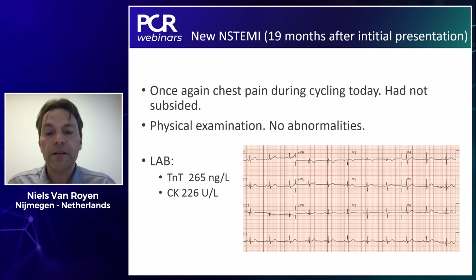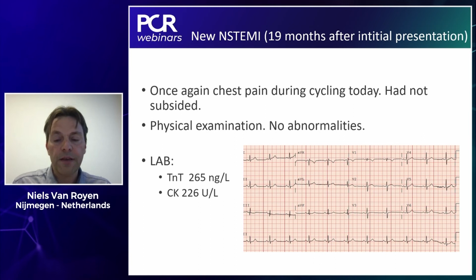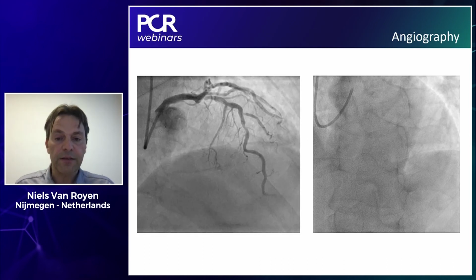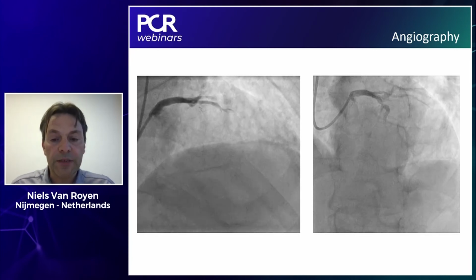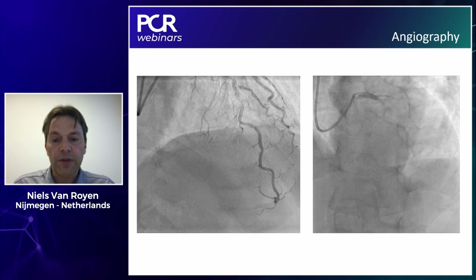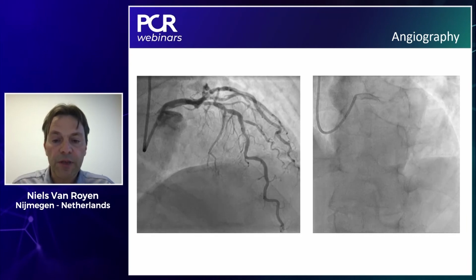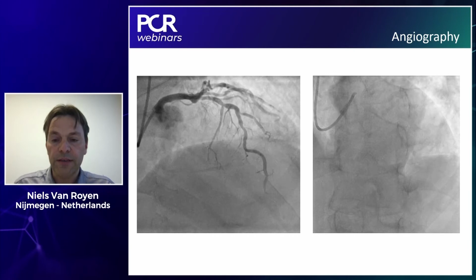So another couple of months later, 19 months after the initial presentation, again, he came to the emergency department. Again, after cycling, he had chest pain, which did not subside this time. Again, no clear abnormalities at the EKG, but this time, again, raised troponin at 265. So he was referred to the cath lab again, and what we saw was pretty much the same as at the previous angiograms. So an LAD with intermediate lesions, maybe again a little bit slow flow in the LAD.